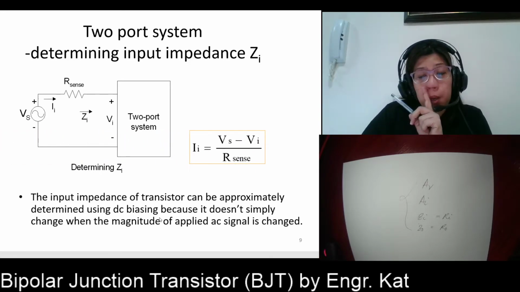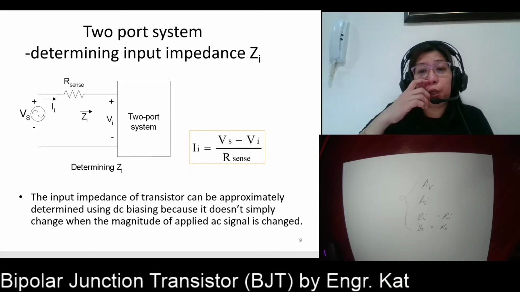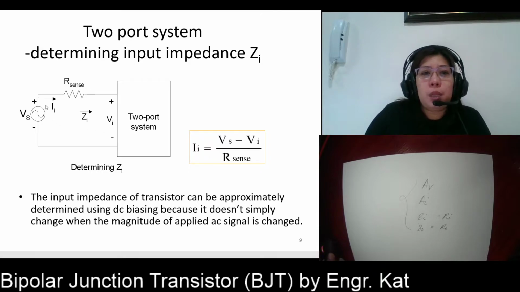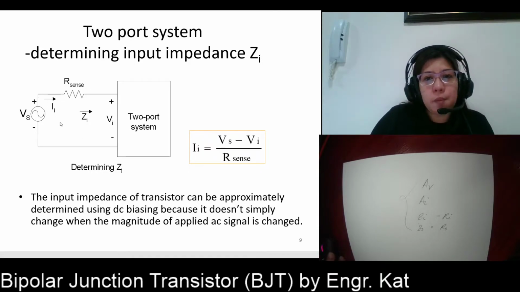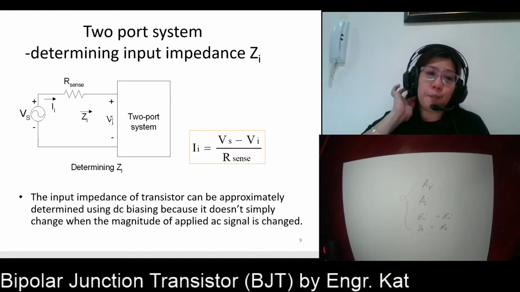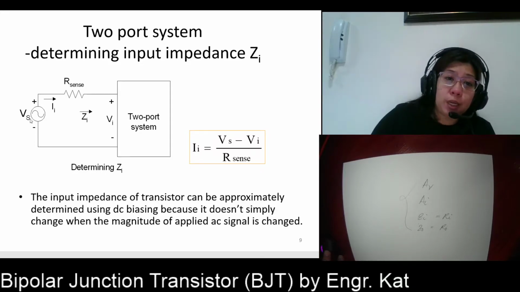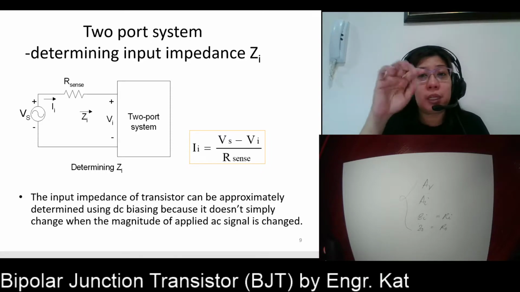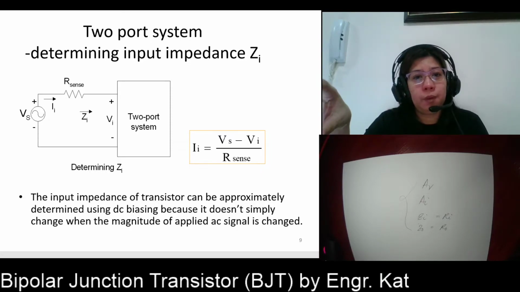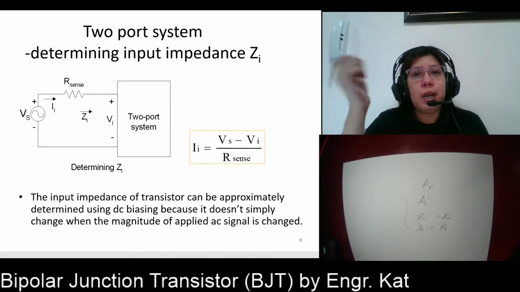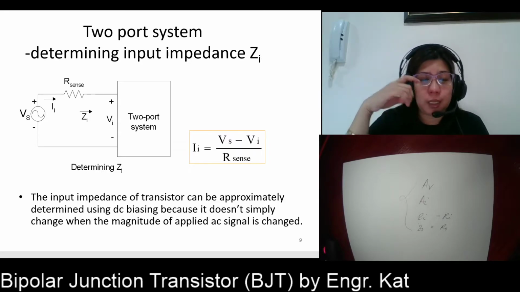Okay? So we are going to make use of a sensing resistor here, which we call R sense. Then we can solve for I input, which is simply Ohm's law: Vs minus VI. The VI here is the one which is being amplified. This is your source and this is your VI. VI is the one which will enter your transistor circuit, and it is VI that will be amplified by the transistor amplifier circuit, not VS.